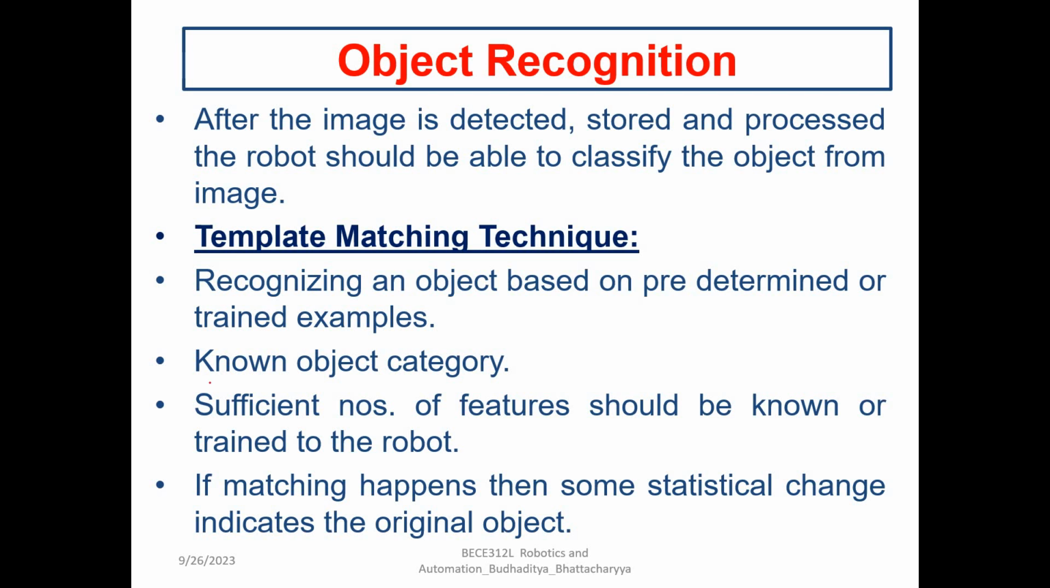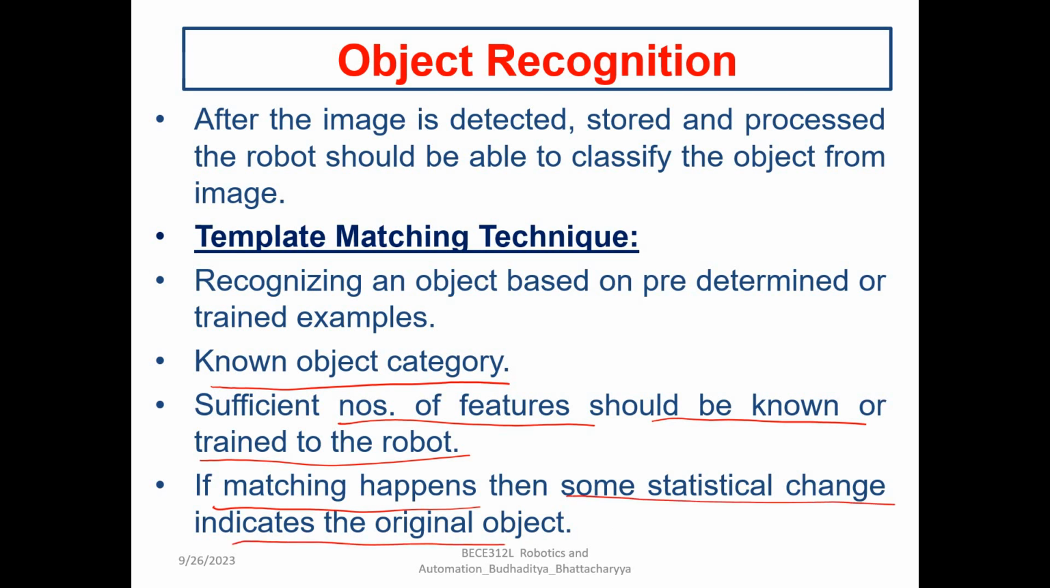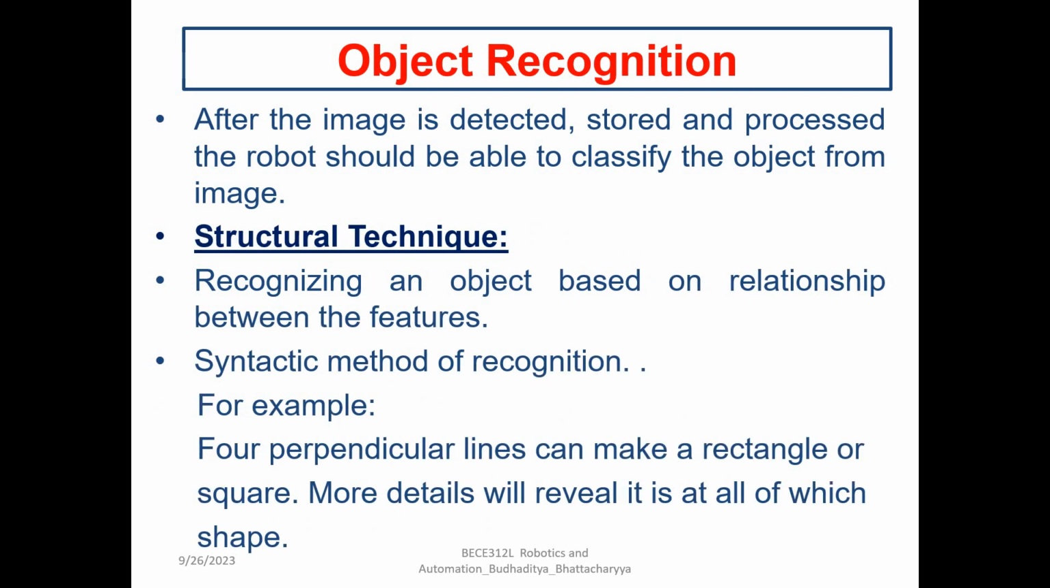So you can see over here, known object category. A sufficient number of features should be known and trained to the robot. Finally, if matching happens, then some statistical measure indicates the original object. So multiple features of the object we are looking at should be fed and trained to the robot based on the template. But the problem is that if some alien object comes in, you have to retrain the system once again. That in fact gives you another one, which is called the structural technique.